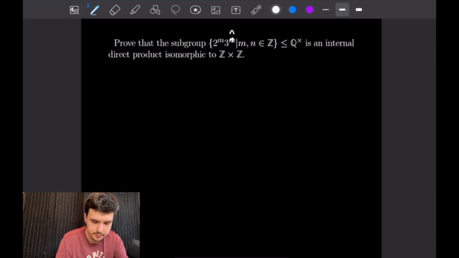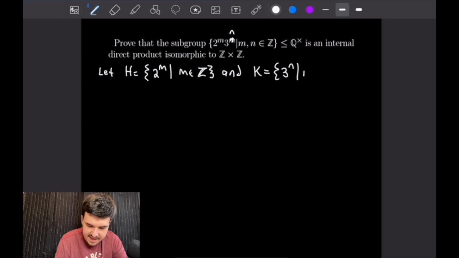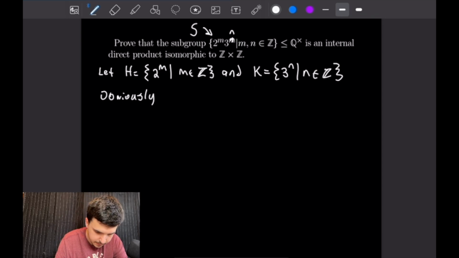So let's go ahead and define our subgroups in the following way. Let's let our subgroup H equal the following, where we have 2 to the m, such that m ranges across all integers. And let's also let our second subgroup be equal to K, where we have 3 to the n as n goes throughout all integers. So obviously by construction, H times K is going to equal our entire group here. Let's go ahead and just refer to this subgroup here as S. So I'll go ahead and write that. So obviously we have that S is equal to H times K.